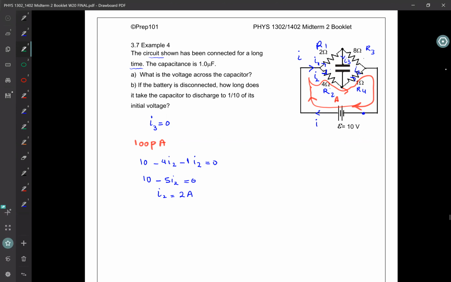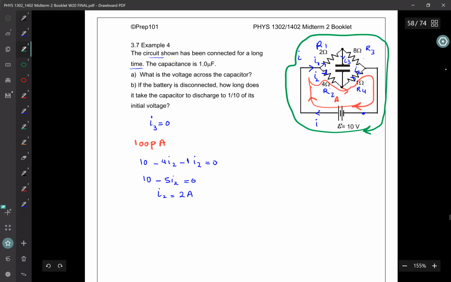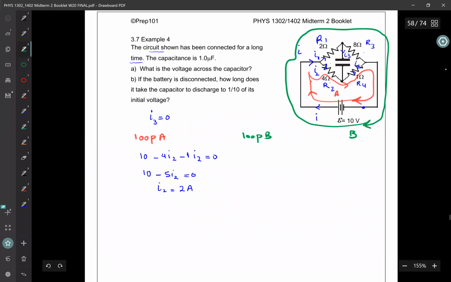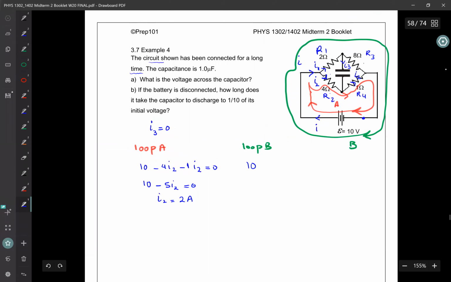So the loop that you're going to pick is going to be this outer loop, and I'm going to call it loop B. So for loop B, I start from the blue point again. You could start from the blue point again, and then you would reach the negative pole of the battery first. So I'm going to use plus 10, then move, move, move, move, but take the branch that has I1 in it. That's the outer loop.